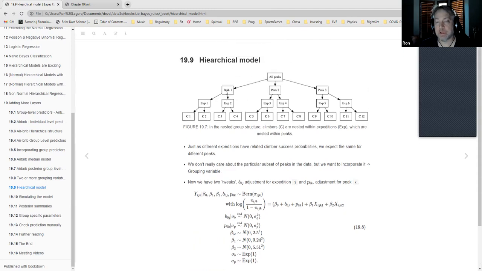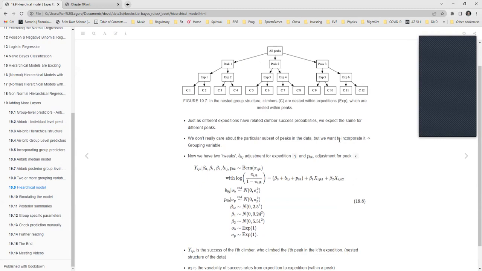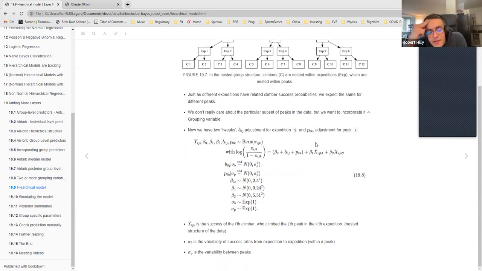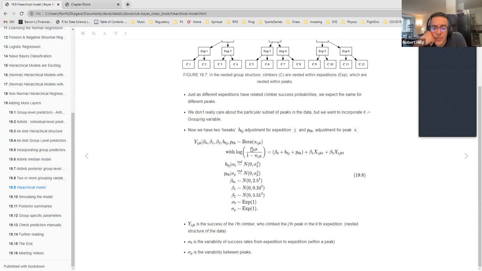I'm saying in this case the data is nested: expeditions belong to peaks, and climbers belong to expeditions. Is that important to how this model is structured? The nesting part itself? That's what I don't understand. Because this model doesn't look nested. The nesting structure is not reflected in this 19.8 equation, right? Isn't it reflected at least in the predictors and the betas? Like it would be plus beta one x i j k. J is the expedition.